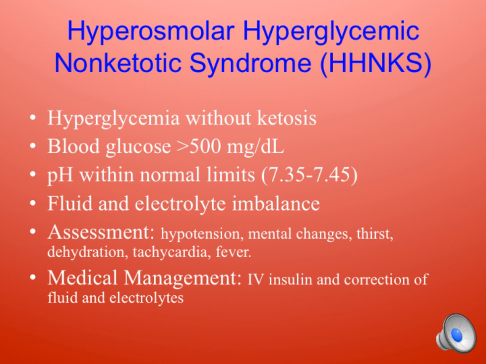Hyperosmolar hyperglycemic non-ketotic syndrome, HHNKS. This is hyperglycemia without ketosis. You're going to see blood glucose levels greater than 500, and I have seen them about 1400 in some patients. The pH is going to be within normal limits, 7.35 to 7.45. Again, you don't have those ketones that are causing that acidosis. So that's why. Fluid and electrolyte imbalance, you want to correct that.